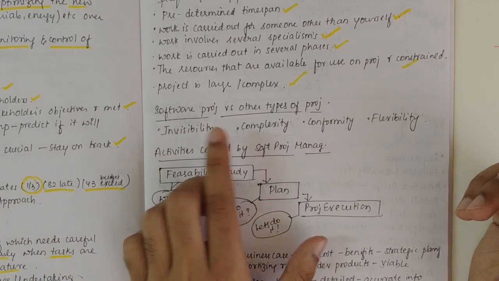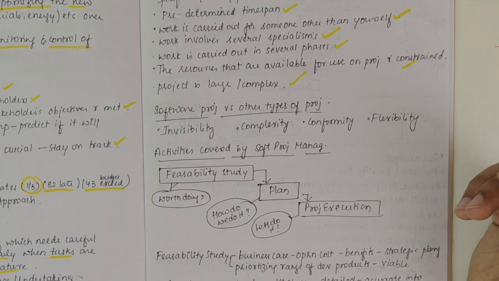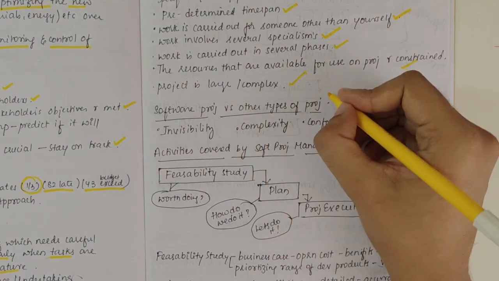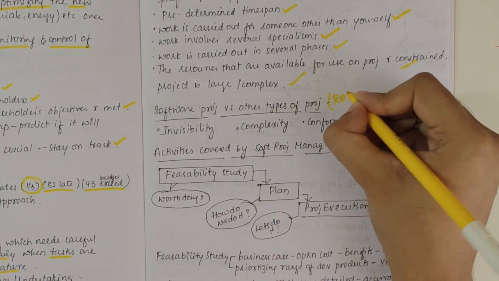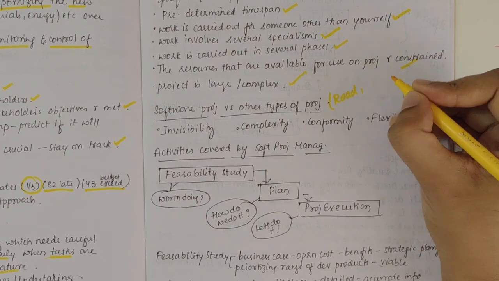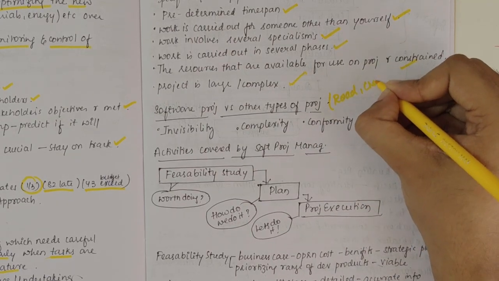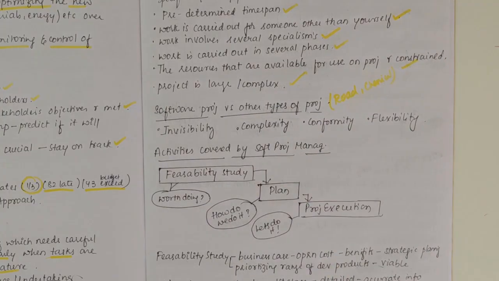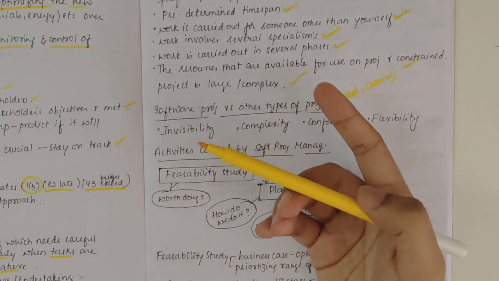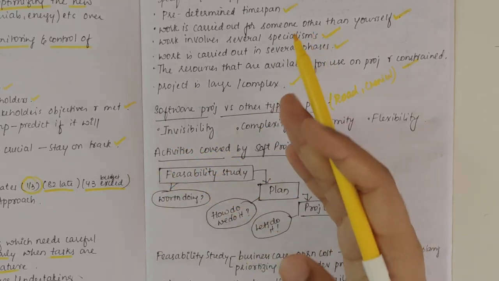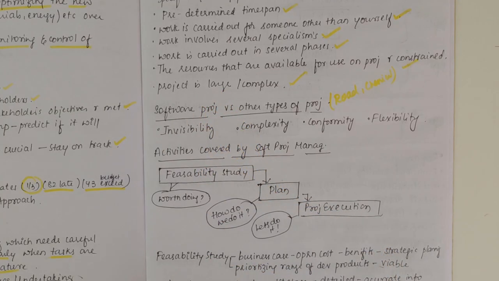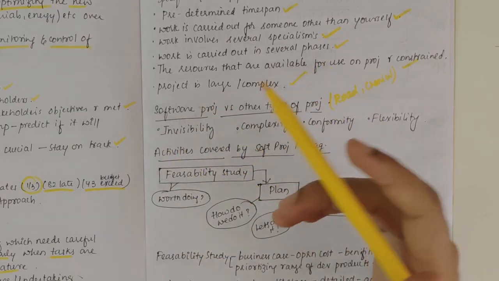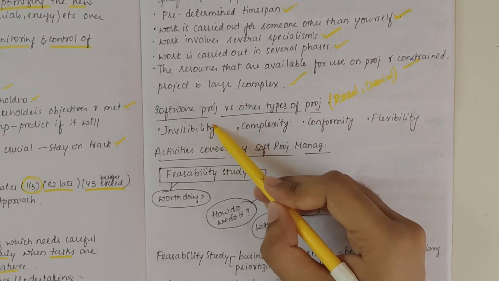Then we have software project versus other types of project. Other types of project could be like road construction if we take a civil project, or it could be developing some medicine if we take a chemical project, and all of that. Invisibility. Whatever software we develop is not immediately visible to the end user, right? Whereas if you construct a road, it will be visible. All the process, from the foundation to the final part, everything is visible to the user. But when it comes to software projects, it is not visible.